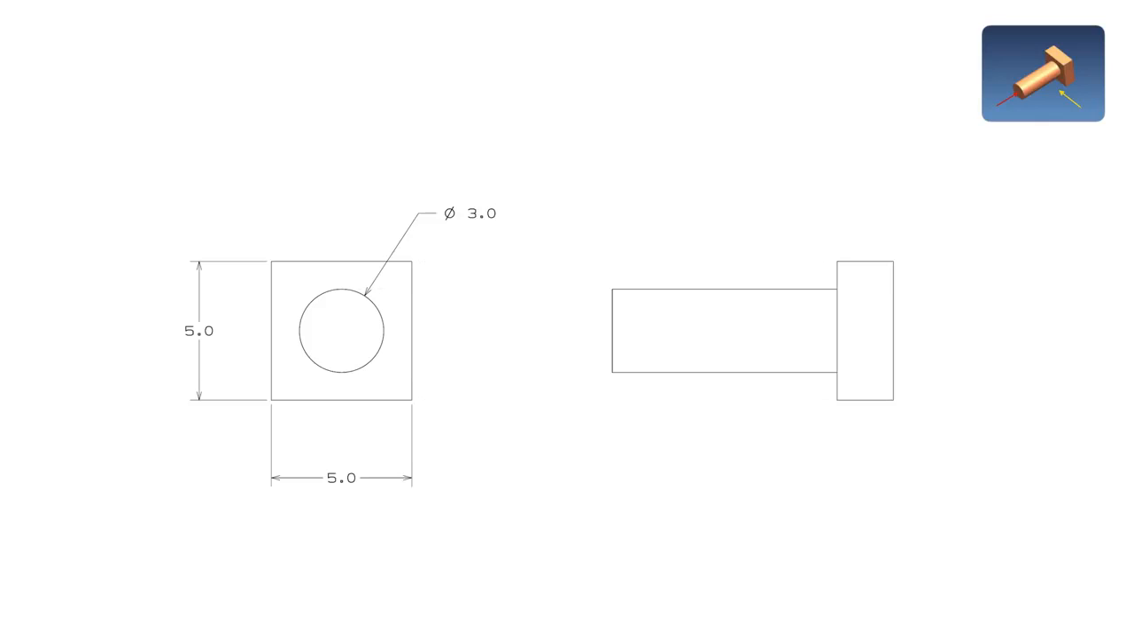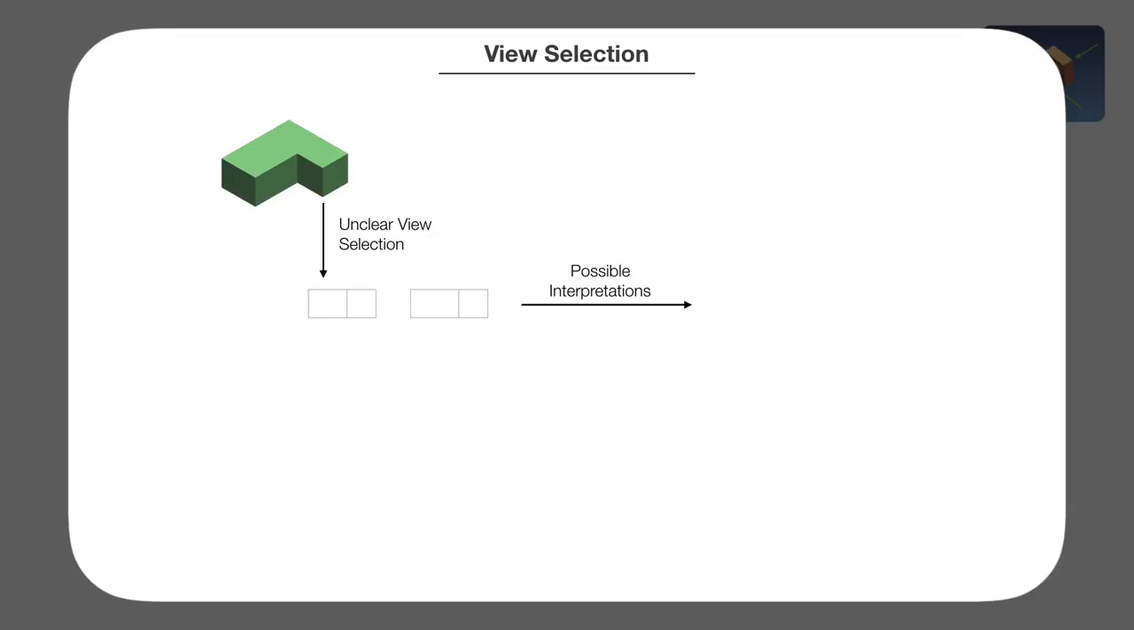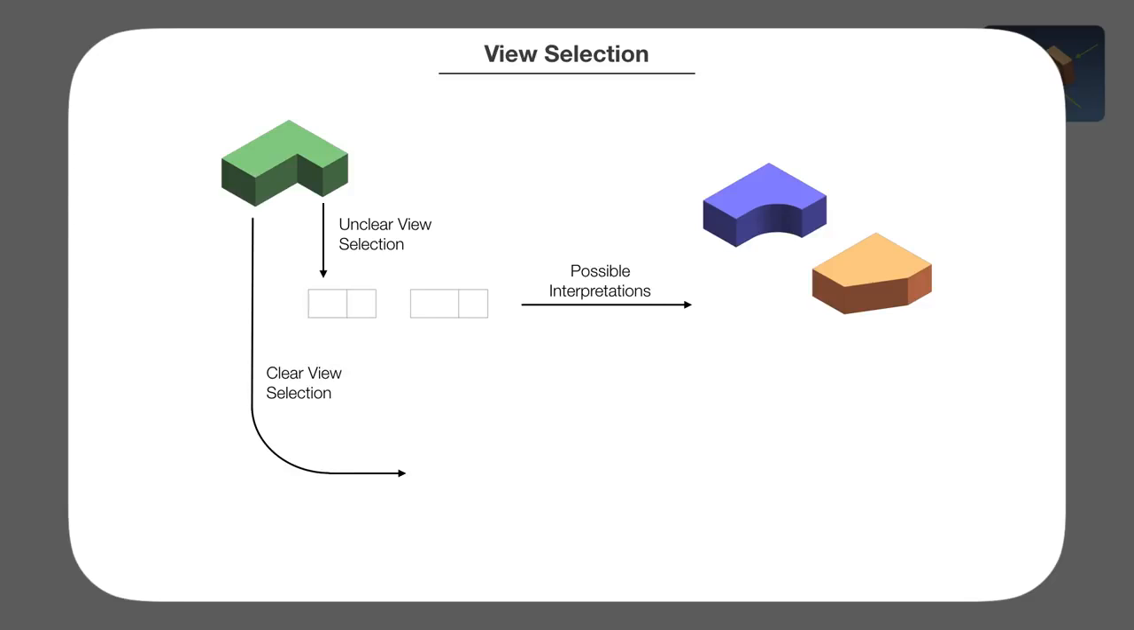Let's go into depth about good view selection. Proper view selection is a really important part of making a clear drawing. Take this R-shaped solid for example. Here are two technically valid projections of that R, but the problem with that is that they have multiple interpretations. So if I were to make a drawing of this R, I'd want to make sure to include a top view so that the shape of that R is captured on the paper.